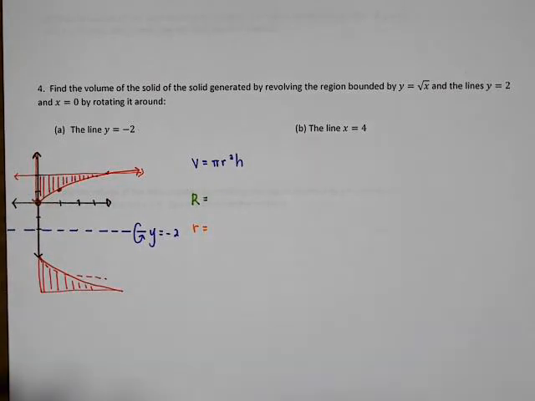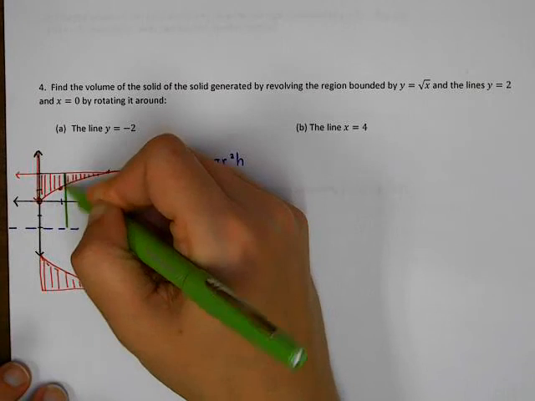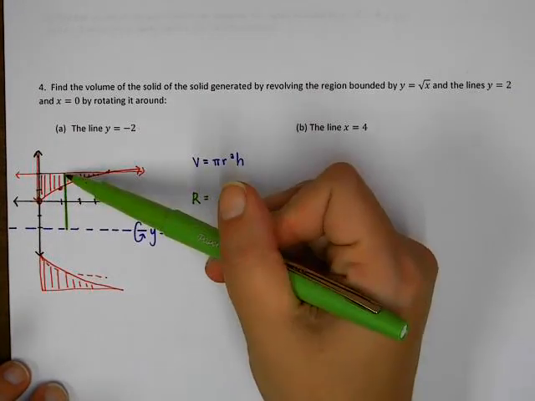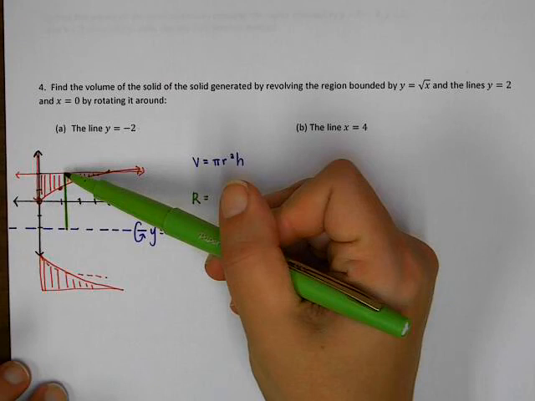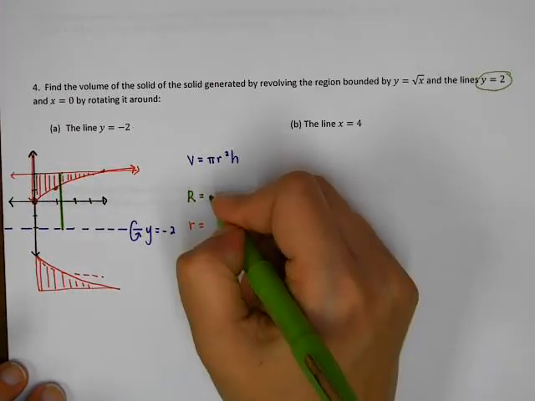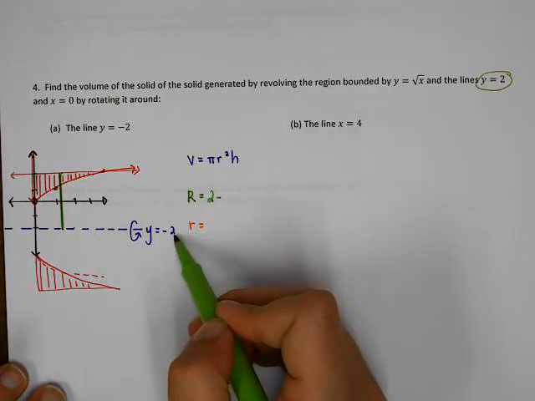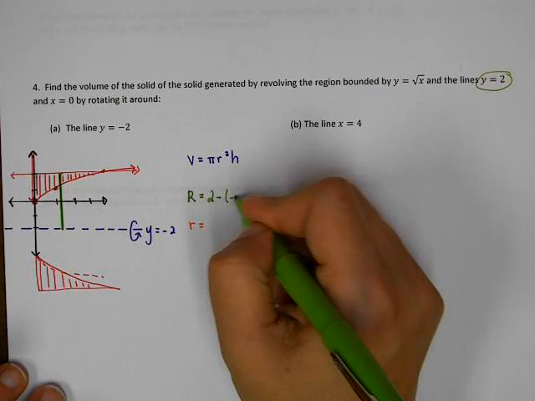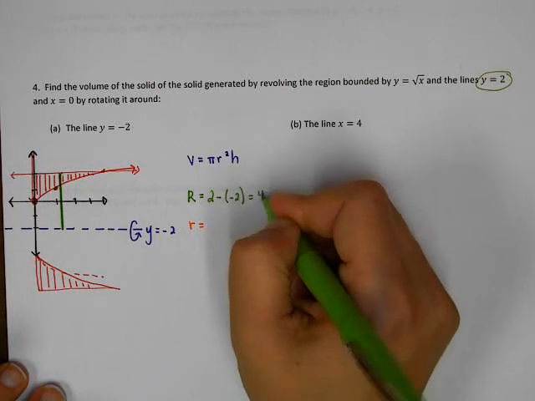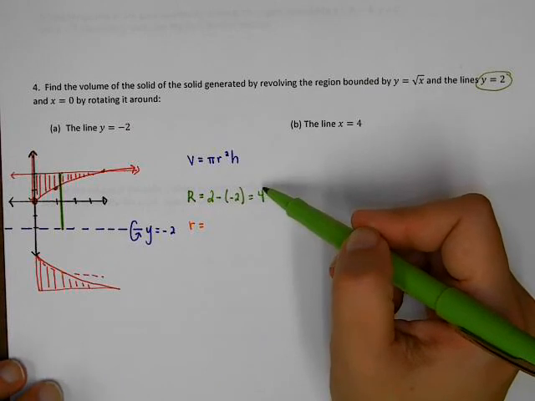My big R is going to go from my axis all the way to my outer edge. So to figure that out, I'm going to do top minus bottom. Now the top here is the line y equals 2. So I would do 2 minus the bottom here, which is the line y equals -2, which is 4. Now you'll notice this is just a number, there are no variables.